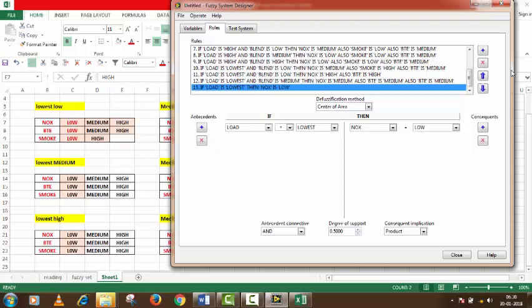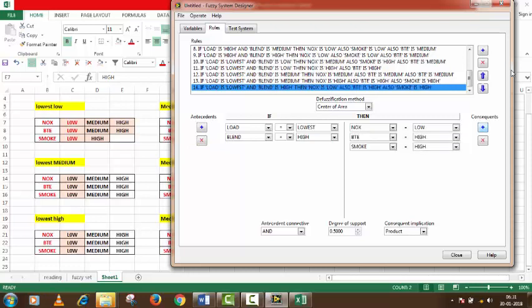For load is lowest, blend is medium. What happens? NOx is high, BT is high, smoke is high. You can cite from here itself. So if you fit this condition, okay, yes, go to adding rule. Next rule. I'm going for load is lowest, blend is high.